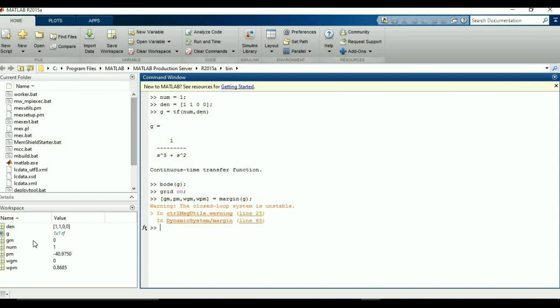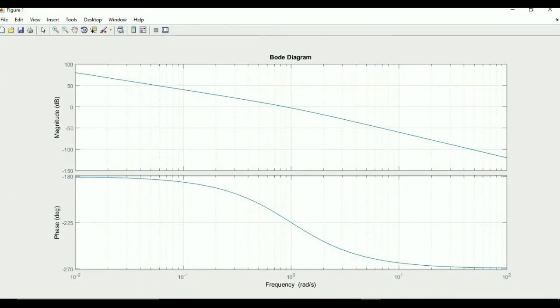Now you can see in the workspace that GM, PM and all the variables are created. To see them we have to type the variable name. So the GM is 0, and we can see why in the figure. From the definition you should know that we have to check the magnitude at the frequency at which the phase diagram cuts the 180 degree line. From this diagram you can see that this graph hasn't cut the 180 degree line, so the gain margin is 0 here.